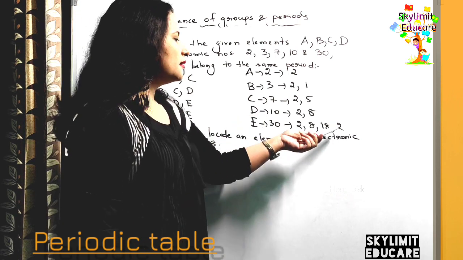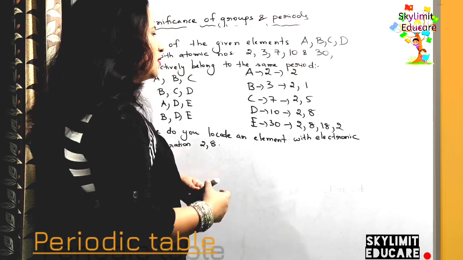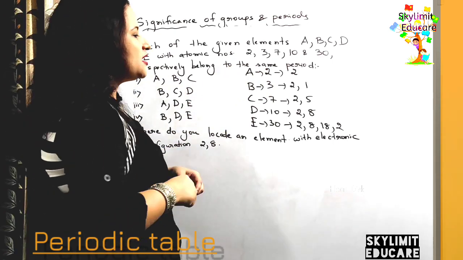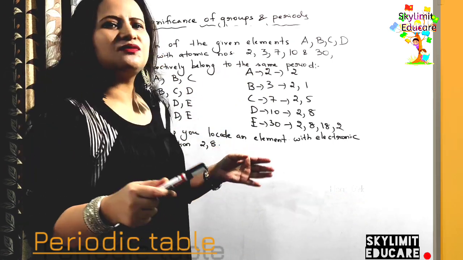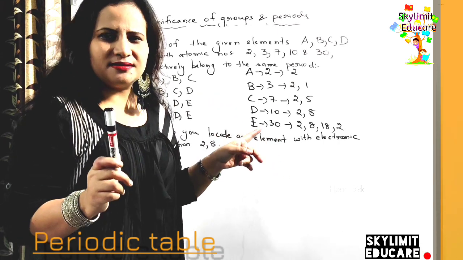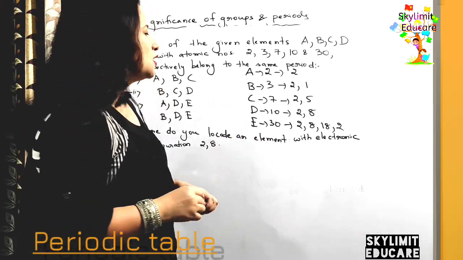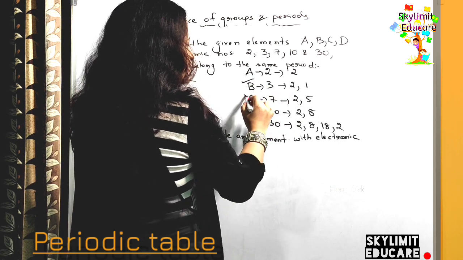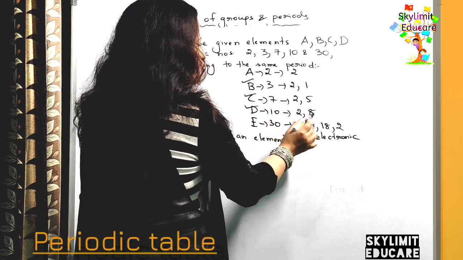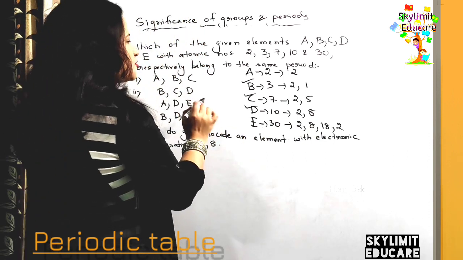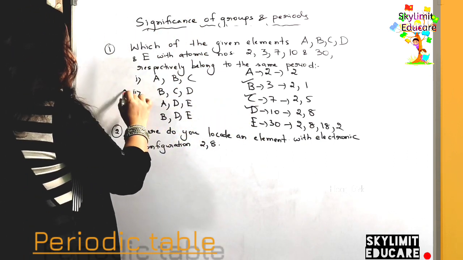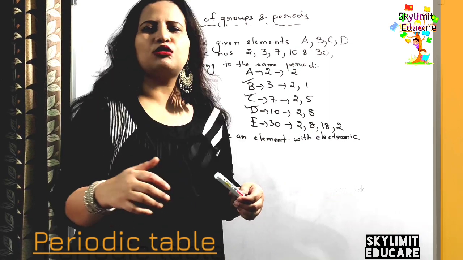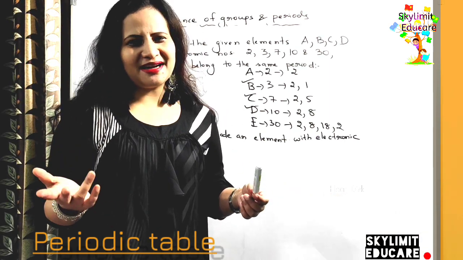So we have written the electronic configuration of these elements. Now what is the question asked? Which belong to the same period? Which elements belong to the same period, students? The elements which have the same number of shells. So let's find out which elements have the same number of shells. B has 2 shells, C has 2 shells, D has 2 shells. That means the option is B, C, D. The elements B, C, D belong to the same period. I think the idea is very clear.